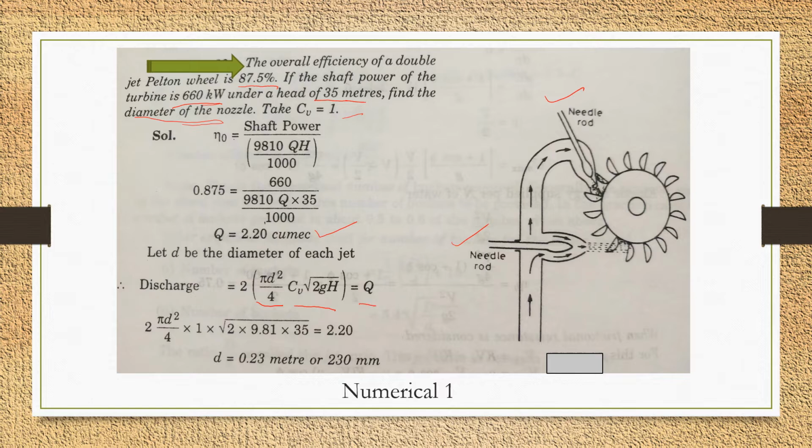While substituting all the values here, I get the value of d as 0.23 meters. So the diameter of the nozzle is found out to be 230 mm. So it is a simple numerical wherein you are given the efficiency and we have to find out the diameter of the nozzle.